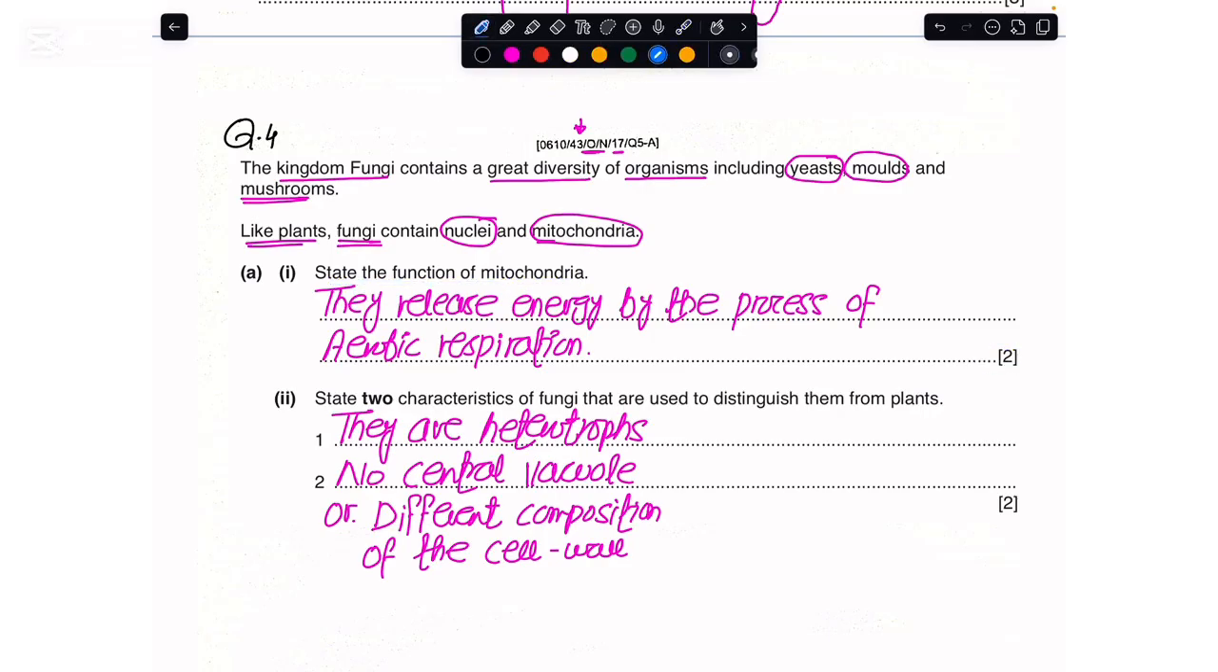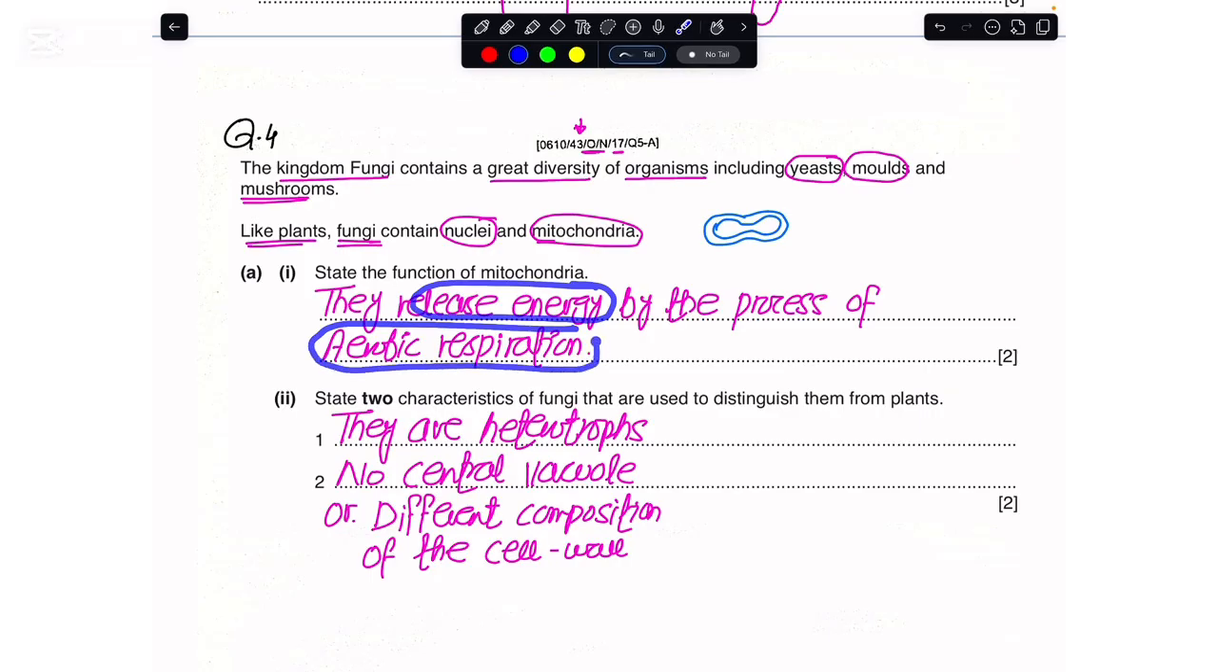Now you know the teachers may have told you that mitochondria are double membrane organelles, and their role is doing aerobic respiration, where they release the energy. So when you say that these mitochondria release energy, here you will get 1 mark, and by the process of aerobic respiration you will score 2 marks here.